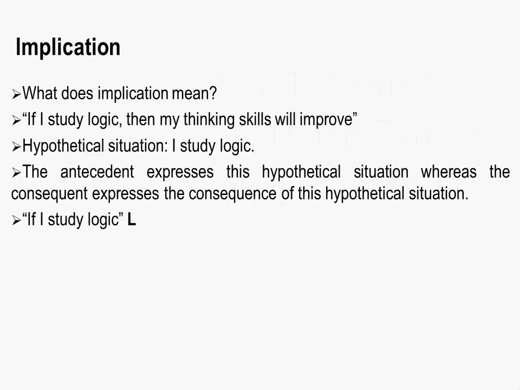So in terms of symbolizing this, in terms of formalizing this, if we pick L as the letter that symbolizes the antecedent, and we pick T as the letter that symbolizes the consequent, so L would symbolize if I study logic, T would symbolize my thinking skills will improve. The whole thing would look like this: L horseshoe T. So the horseshoe is the symbol here for implication.